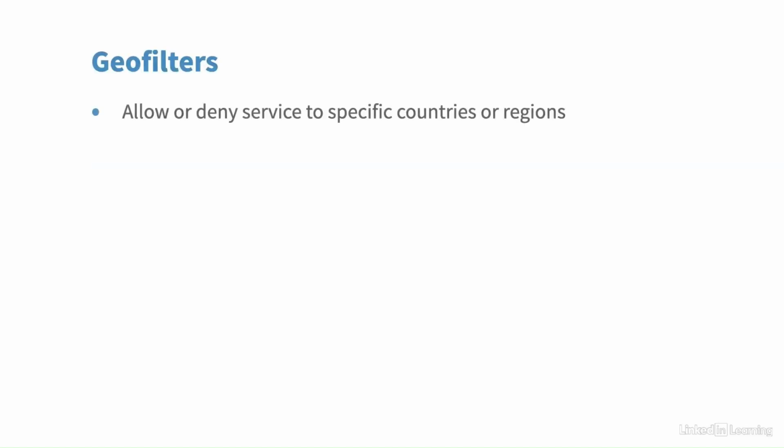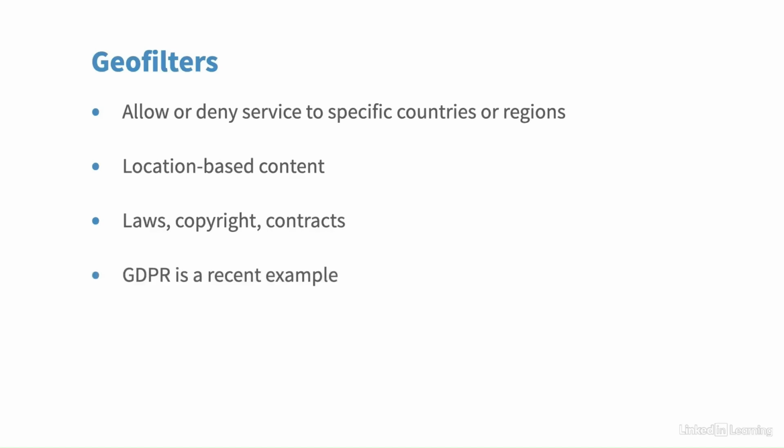Geofiltering is allowing or denying service based on the country or region of each request. It can also be used to provide different services or configurations in different areas. There may be legal reasons to do it. Some website content may be restricted by laws, or by copyright, or by contracts that require determining the access by country. Or a website might decide not to comply with certain location-specific regulations, such as the General Data Protection Regulation in the EU, also known as GDPR.